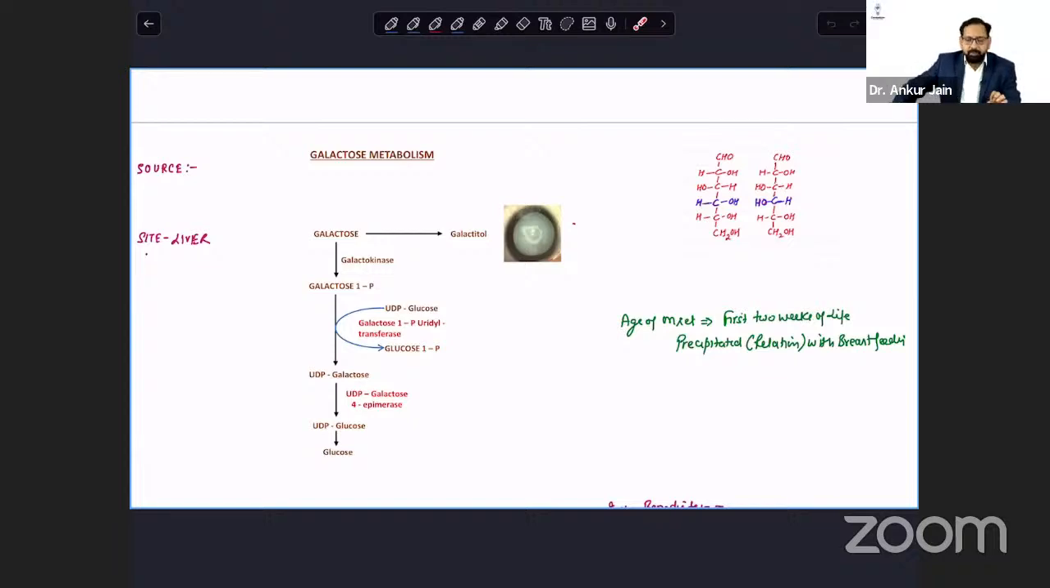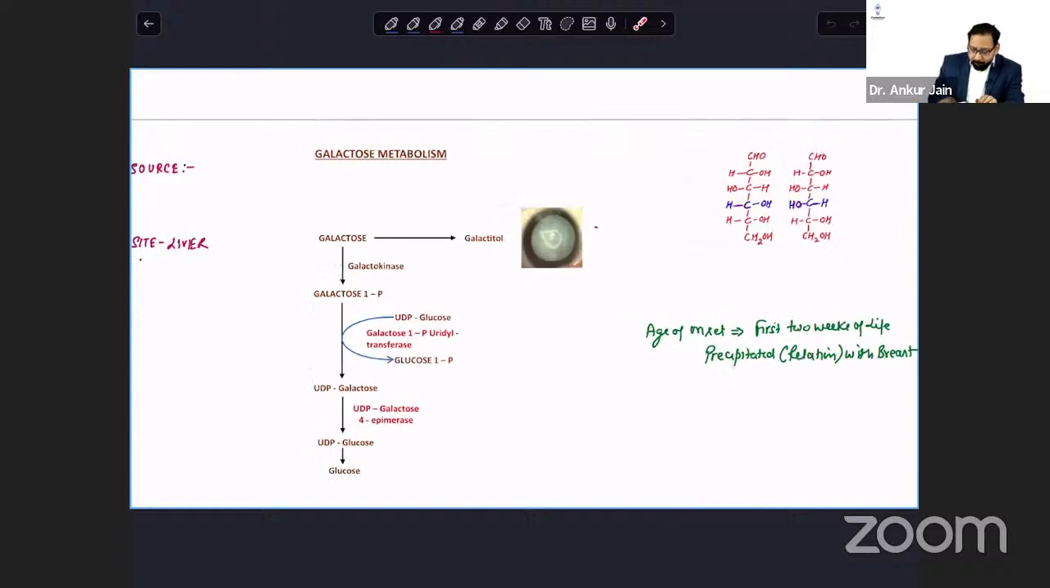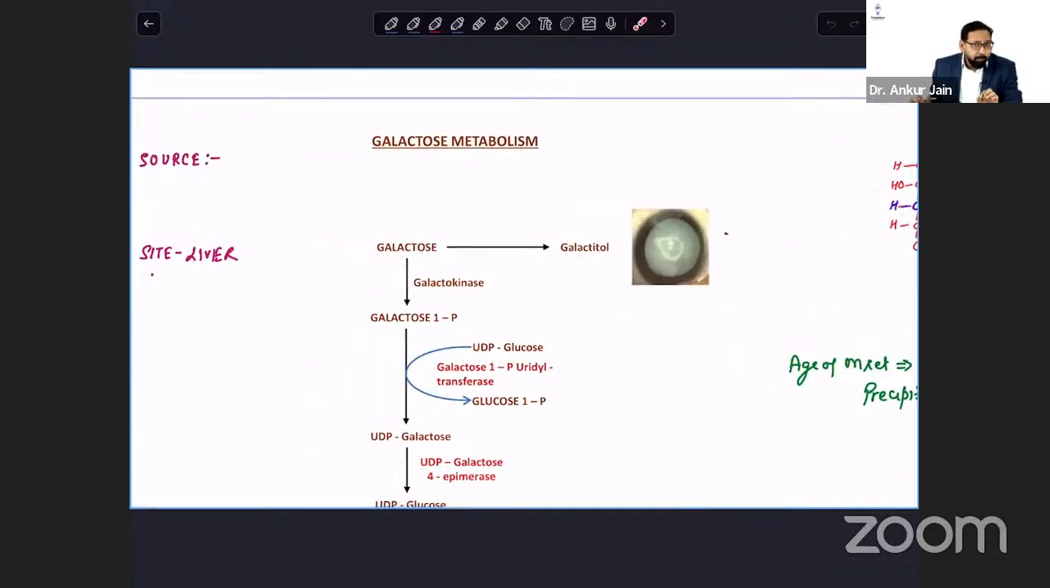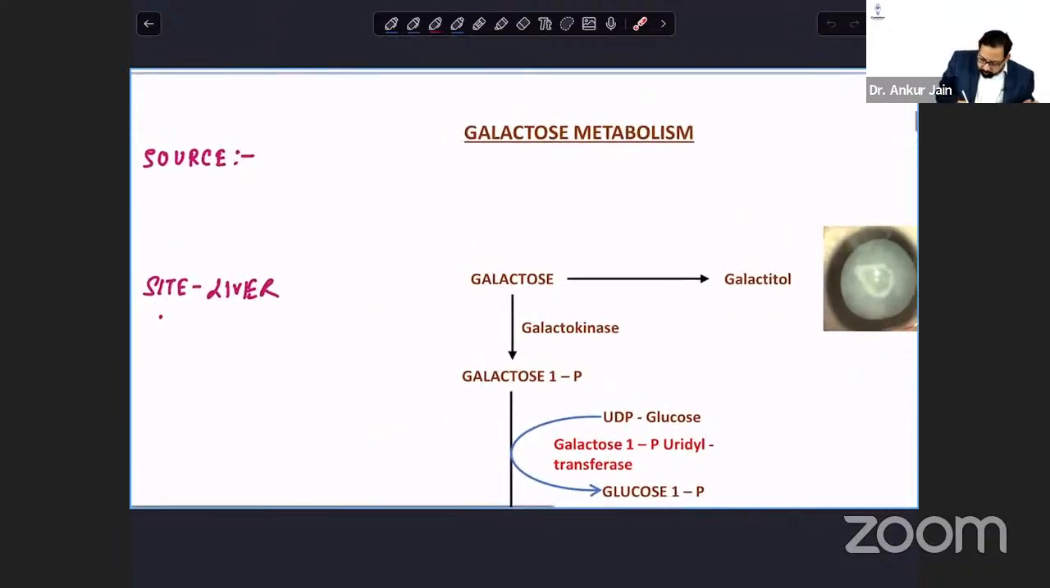Good evening, friends. Today we are going to discuss galactose metabolism, fructose metabolism, and sorbitol pathway. We start with galactose metabolism. Before that, you must know the sources of galactose. The main source is milk. Breast milk has lactose. Lactose is made up of glucose plus galactose.